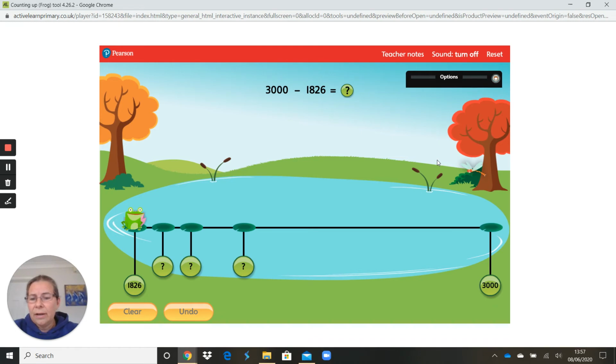Draw your number line from 1,826 at the beginning, and at the other end put 3,000. Now you can see on this one, it's got 3 little lily pad jumps shown to you. I'd like you to mark those out as it is, and have a go, instead of writing a question mark, at what numbers you think are underneath. First of all, remember to go to the nearest 10.